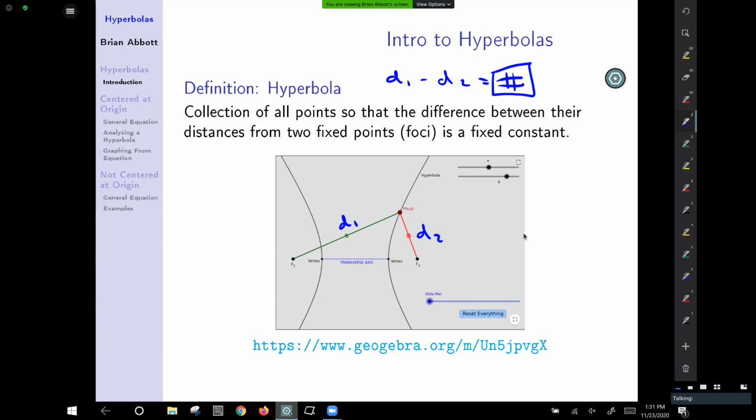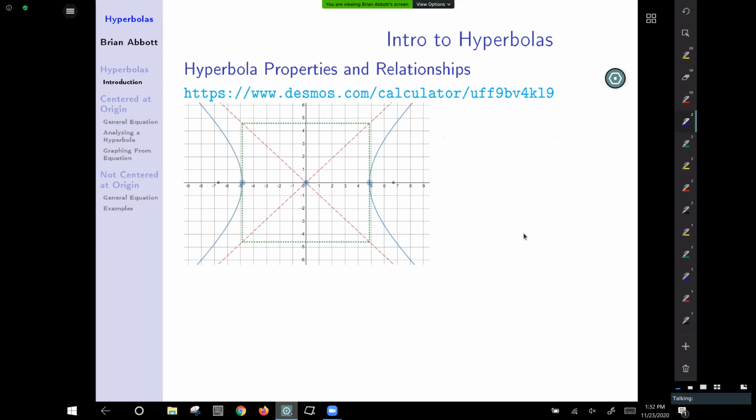So let's take a look at the anatomy of a hyperbola. I've got one graphed here, and the link is right there if you like. Just like our discussion for ellipses, there are going to be a bunch of different distances that we're going to label here. This point right here at the origin, we're going to call the center of the hyperbola.